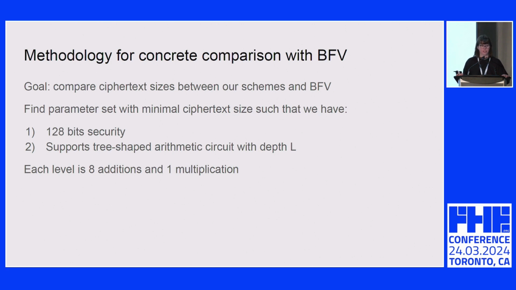This is quite tricky because a lot of people in this room have done some great work on their libraries, and their implementations of BFE are really good and efficient, with so many optimizations. So it's a little bit tricky to compare a new scheme to this. What we decided to go for was a concrete comparison with BFE. So we're comparing ciphertext sizes between our scheme and BFE. The methodology is to find parameter sets with minimal ciphertext size such that we can achieve 128 bits of security, and we can also support a tree-shaped arithmetic circuit with depth L while having a correct decryption. Each level here is 8 additions and 1 multiplication.